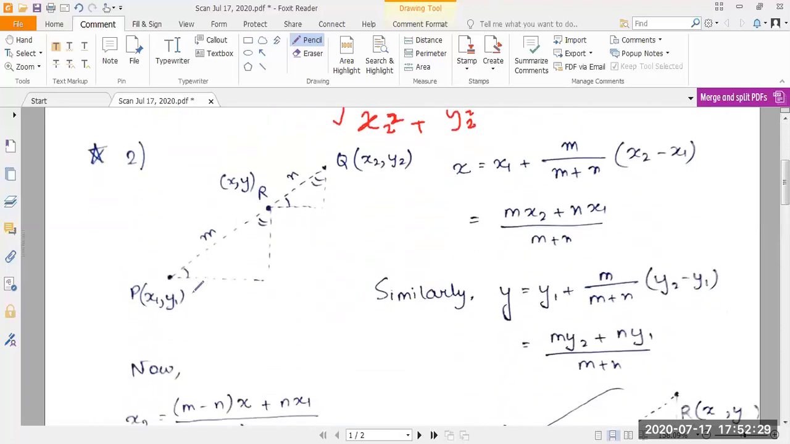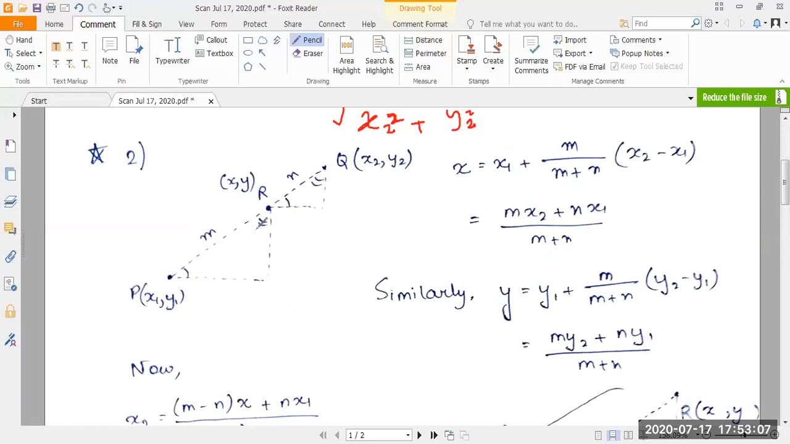Next formula that we have is, let's say we have 2 points P and Q and we have a third point R who divides the line segment PQ into the internal ratio M:n. What do I mean by internal ratio? R lies between P and Q. When I say R divides the line segment PQ internally in the ratio M:n, I mean R lies in between the 2 points P and Q. So R does not lie somewhere over here or somewhere over here. It lies in between these 2 points P and Q.